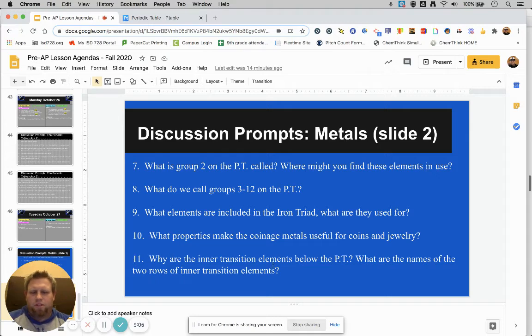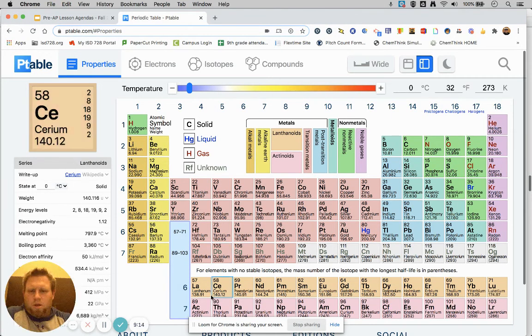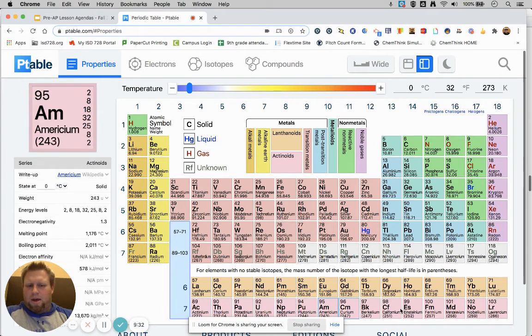Number 11, why are the intertransition elements below the periodic table, and what are the names of the 2 rows of intertransition elements? So let's take a look at the periodic table here. So these 2 rows down here are what I'm talking about here. So the names of these rows, row 6 here, these are the lanthanides, and they're named after the first element in that row. So lanthanides is the top row, and then you have your actinides, which is the bottom row.